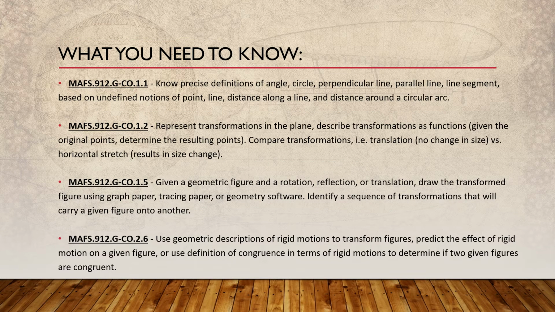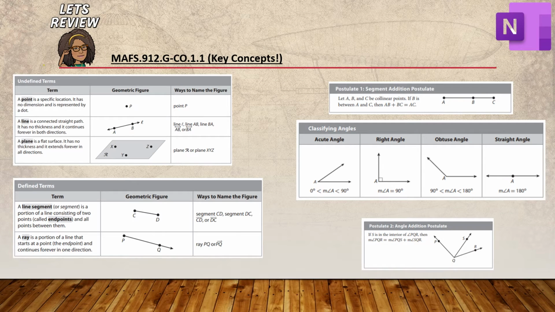What you need to know for this part of the review are three main standards. Some of these standards have sub-standards that are also assessed, but the four main standards that we're going over today are GCO 11, 12, 15, and 26. So we're going to start out with GCO 11 in your key concepts.